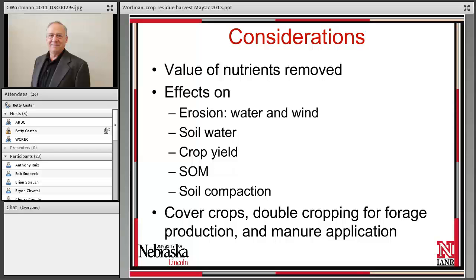So some of the topics that we need to be concerned about are the value of nutrients removed. And again, as has been pointed out this morning, it's primarily an issue with baling and actually carrying it away as opposed to grazing. What are the concerns as far as erosion goes, water and wind erosion, soil water availability, crop yield, soil organic matter, soil compaction, and then what might be some roles of cover crops or double cropping with forage crops and manure application.